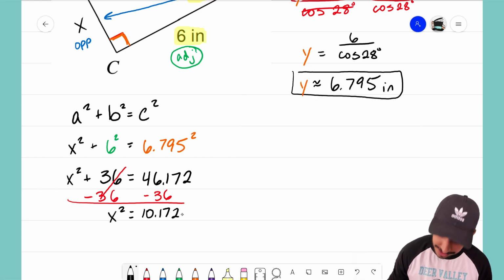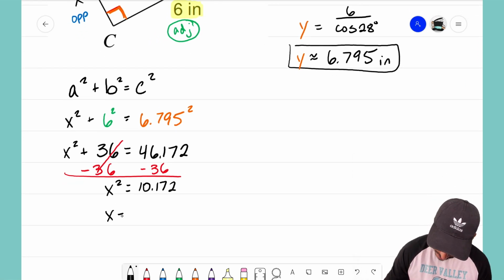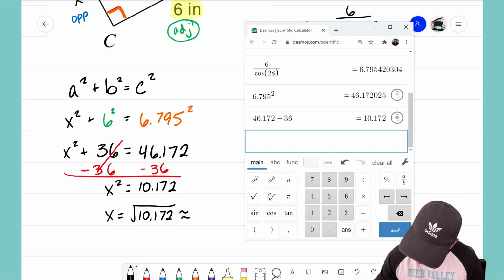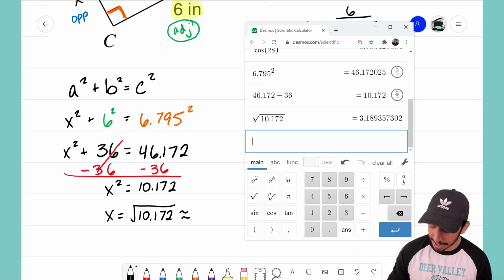But again, I'm not interested in x squared. I'm interested in x. So to figure out what x is, I need to take the square root of 10.172, which will approximately be 3.189.